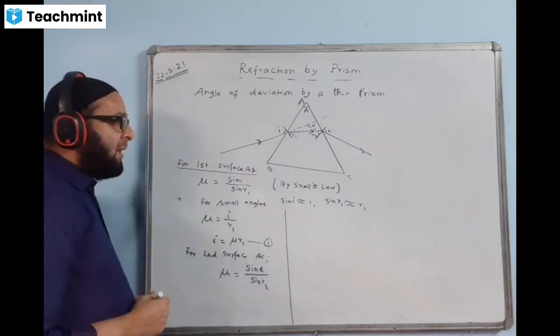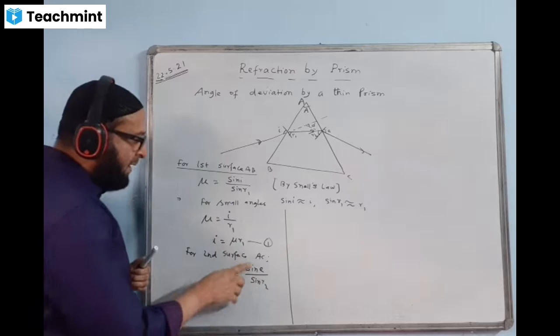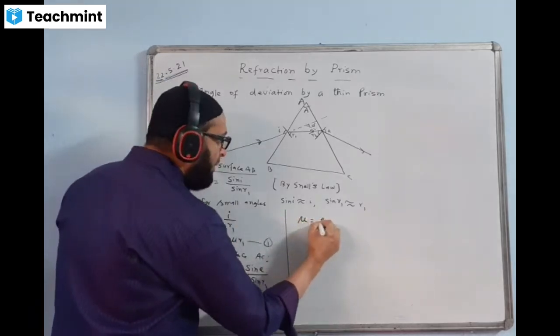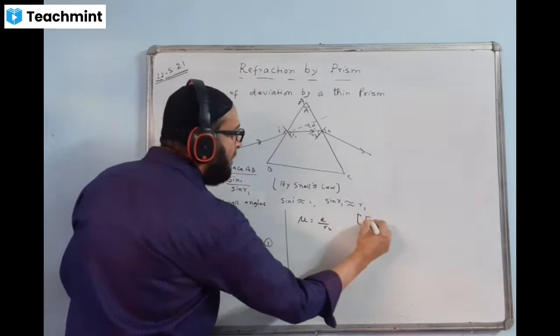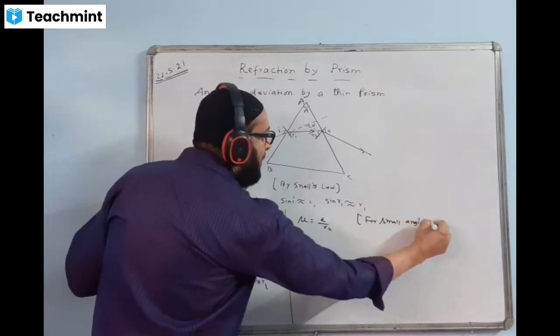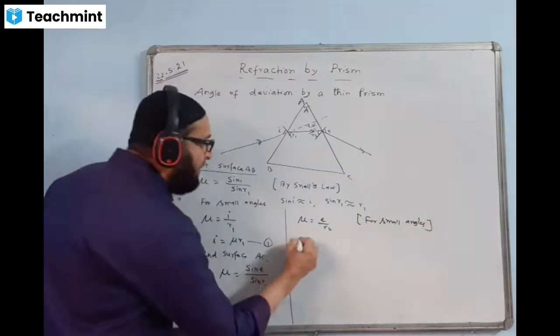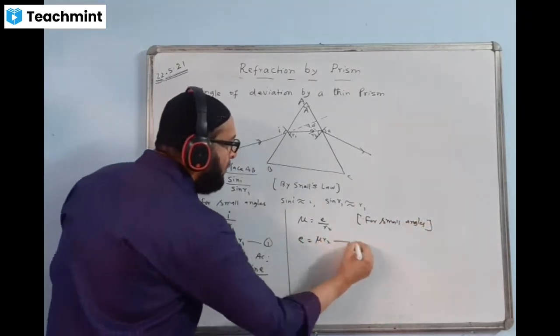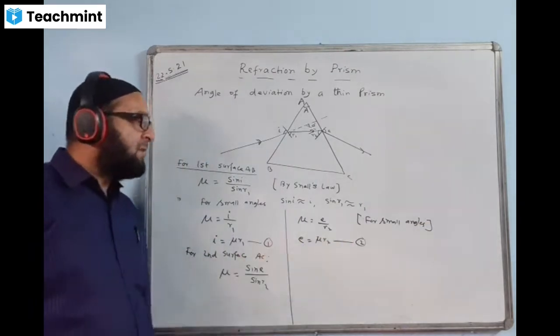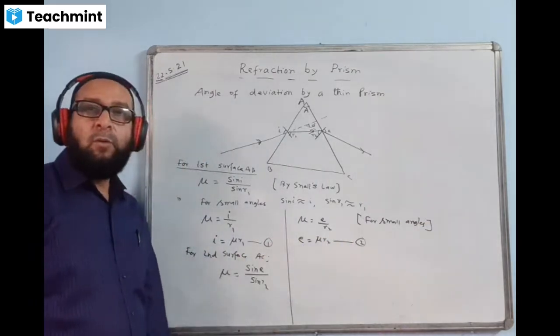Again, what kind of angles are we dealing with? Small angles, that means sin can be neglected. We can directly write here, therefore mu is equal to E by R2. Make a note for small angles. Therefore, E value will become mu R2, equation number 2. The angle of emergence is mu times R2.